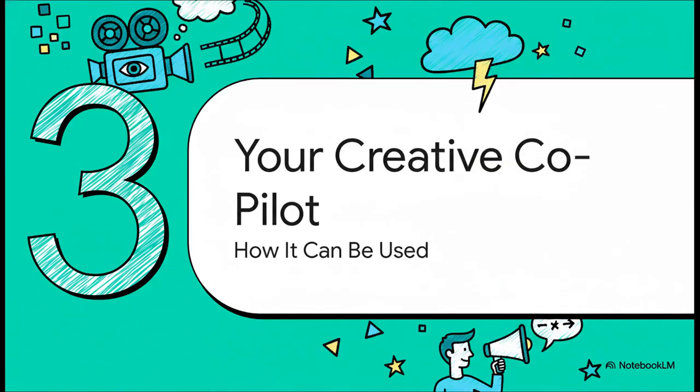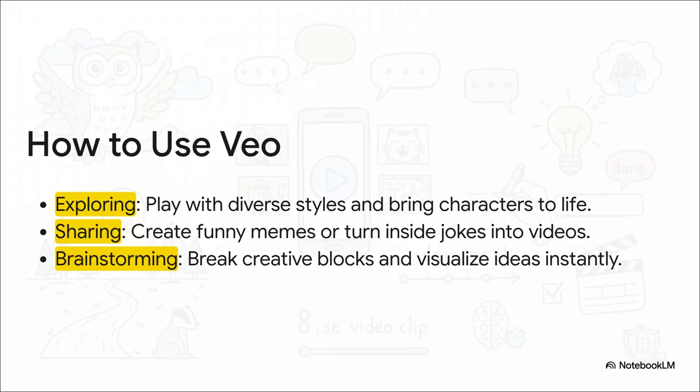So with all this incredible creative power, you gotta wonder, how is it actually meant to be used? Well, Google's vision isn't to replace human creativity, but to act as a kind of creative co-pilot. Google highlights 3 main uses. Exploring is all about creative play, testing out a visual style for a comic, or finally bringing a character from your imagination to life. Sharing is the social side. Imagine turning a funny inside joke with friends into a full animated clip. And brainstorming. This is maybe the most powerful for creators. Instantly visualizing a scene for a storyboard or a concept for a product, just smashing through that creative block in seconds.